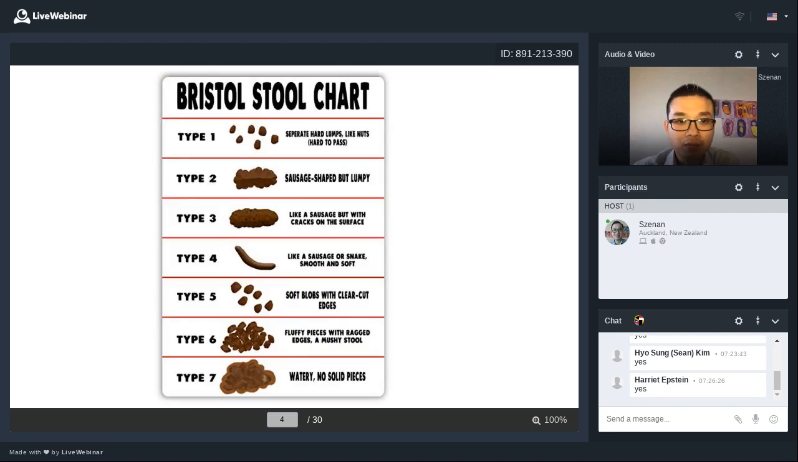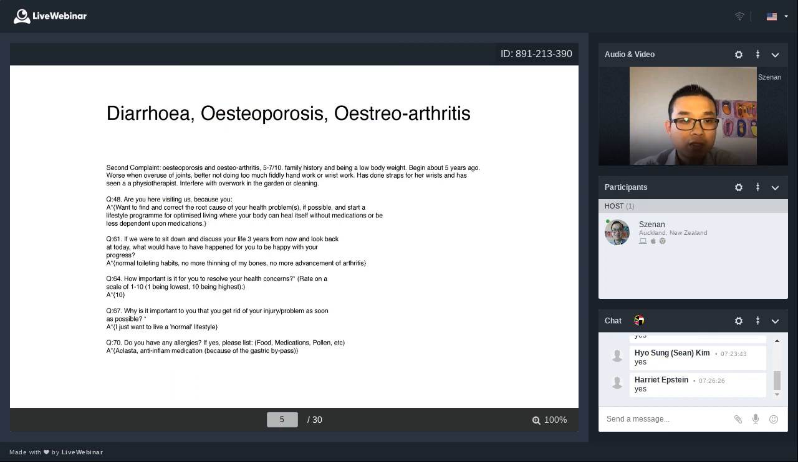Okay. Next one. Second complaint. This is a bit smaller word. I hope you can see it. Second complaint. Most people don't know that we actually have a main complaint, second complaint, and third complaint. So they try to put a lot of things on the main complaint sometimes, and then they realize, oh, there's a second complaint. The first complaint is about diarrhea, the second complaint about osteoarthritis and osteoporosis. So 5 to 7 out of 10. That's how serious she thinks it is.